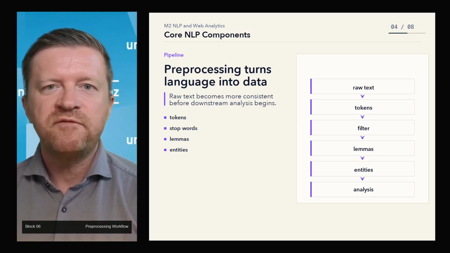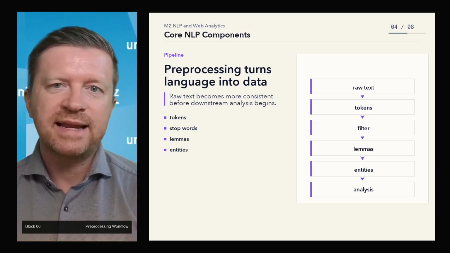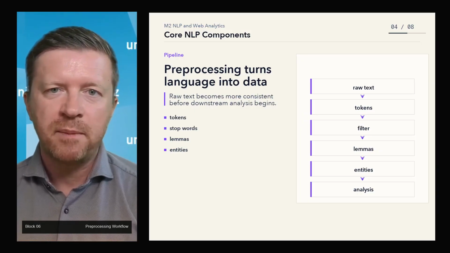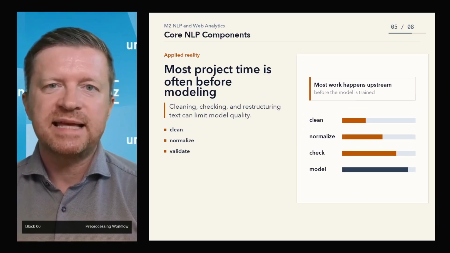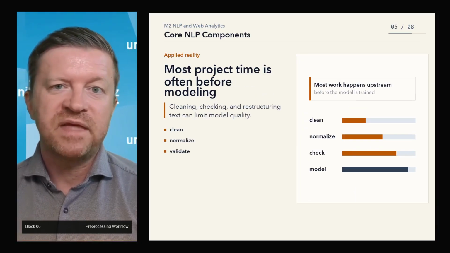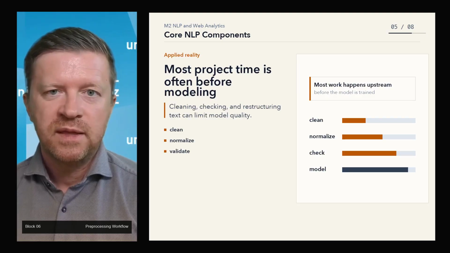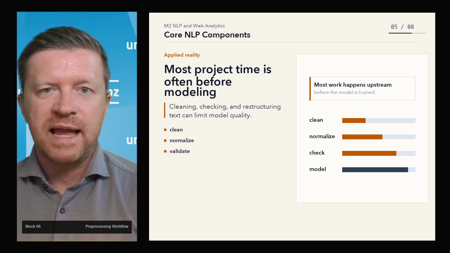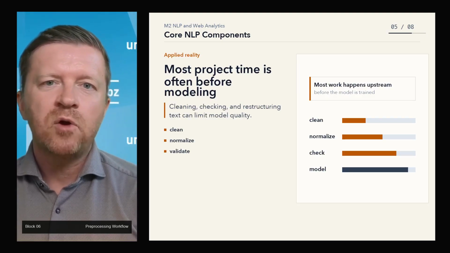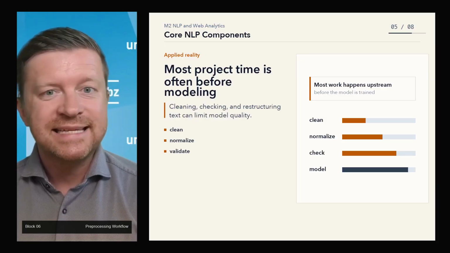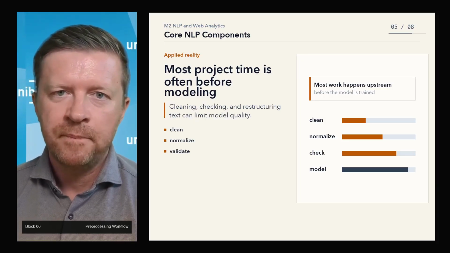We do not normally feed messy raw text directly into a classical machine learning pipeline. Pre-processing is the work that turns language into something more consistent and useful. This is also where much of the real labor happens. In applied NLP, pre-processing can easily take the majority of the project time.